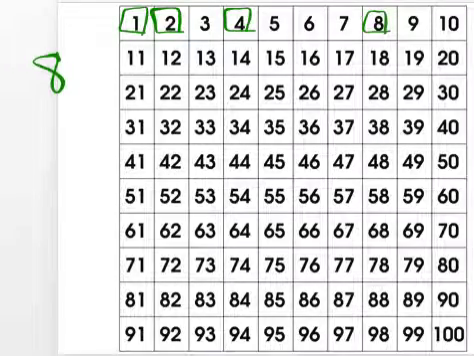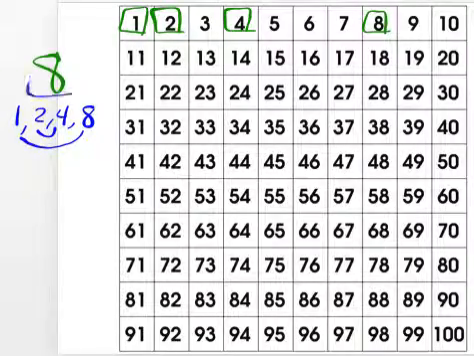If I count by 1s, I will land on 8. If I count by 2s, I will land on 8. If I count by 4s, I will land on 8. And certainly if I count by 8s, the very first one will be 8. So there are the 4 factors of 8 right there. Those are the only factors of 8. If I did my rainbow, these guys would match up.